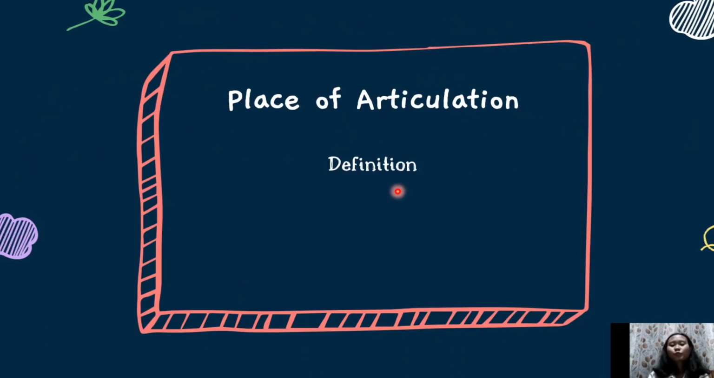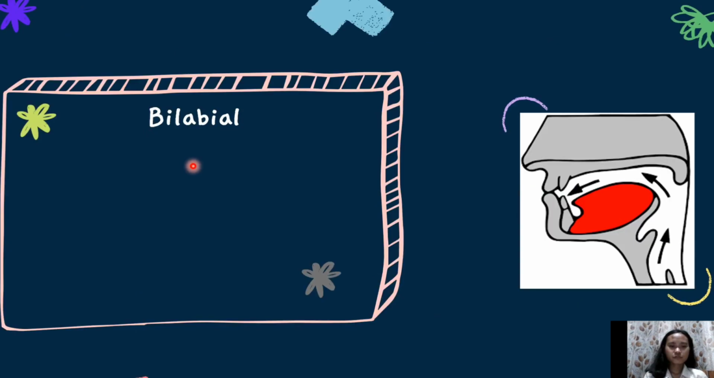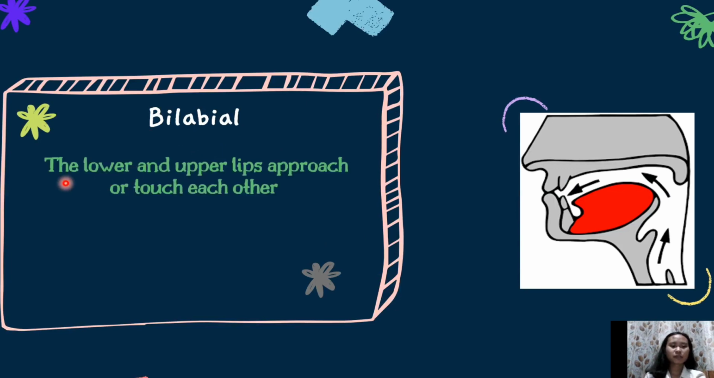Let's move to place of articulation. It is the point of contact where an obstruction occurs in the vocal tract between the articulatory gestures. It means the place where the sound is made. First, we have bilabial. Literally, bilabial means two lips. In place of articulation, it means the lower and upper lips approach or touch each other.